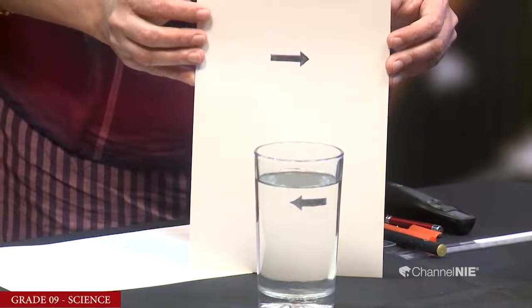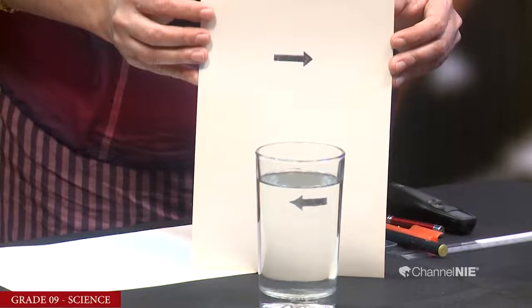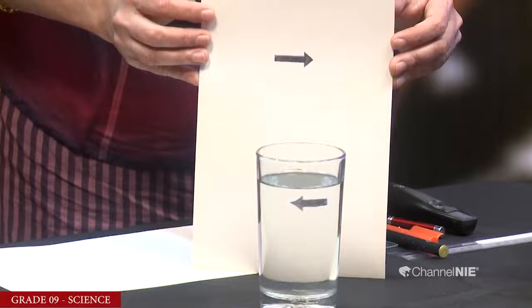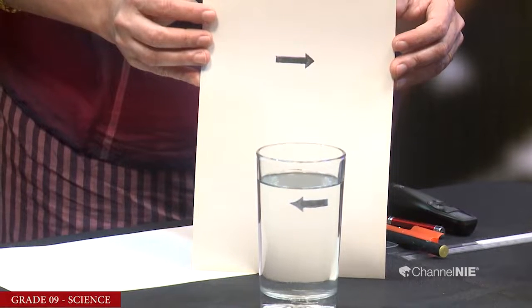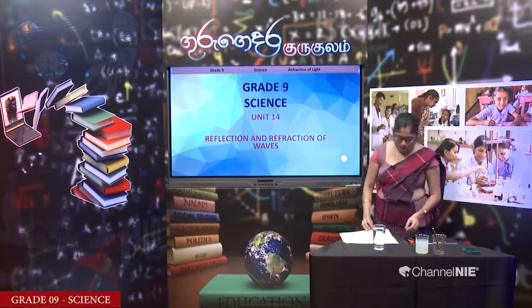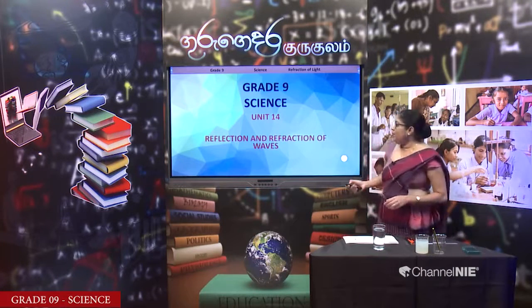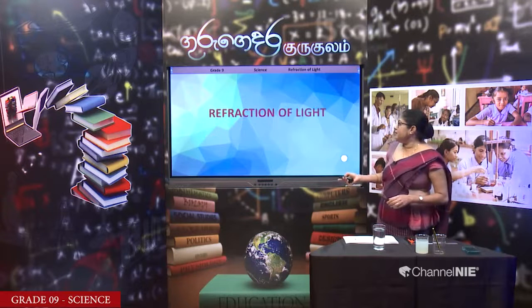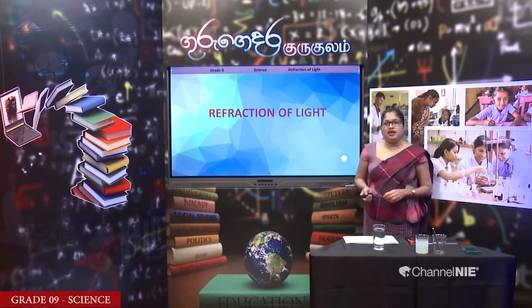Did you see anything? Did you see that the direction of the arrow is changing? Yes, it is due to refraction of light. So, topic of today's lesson is refraction of light.